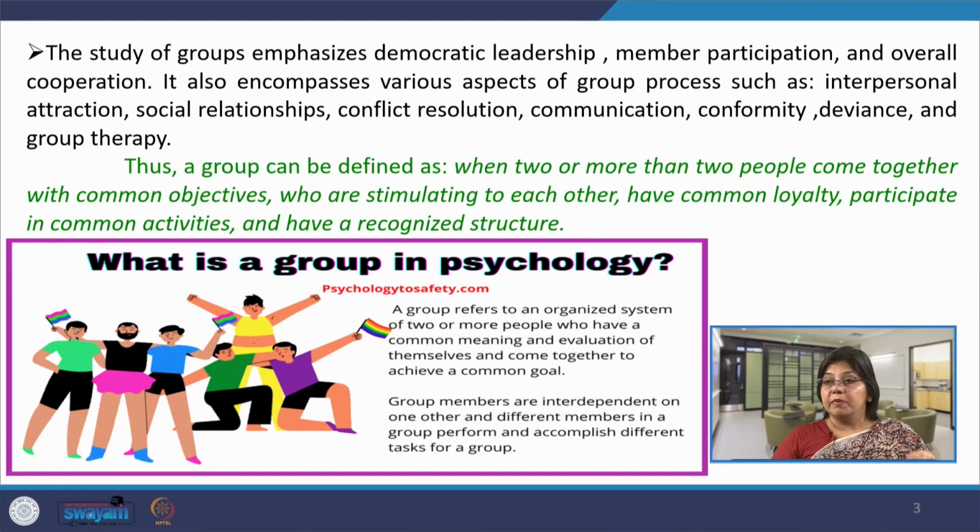What kind of roles will be assigned to what individual, and that creates a structure group in any organization. So, we can say that a group refers to an organized system of two or more people who have a common meaning and evaluation of themselves and come together to achieve a common goal. Now, the point is that even the members have a common goal, but when it comes to interacting with the other members, this creates a lot of hurdles, a lot of problems, and at the same time it brings in more solutions from each other to cross those hurdles and reach the common goal.